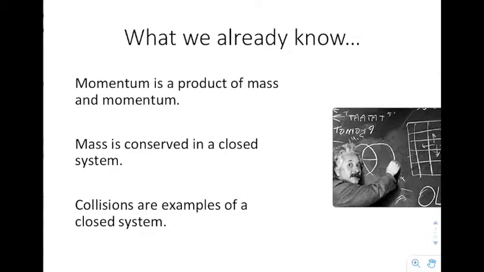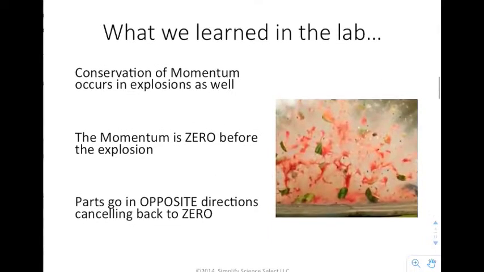So here's what we already know. We know momentum is a product of mass and velocity. We know that momentum is conserved in a closed and isolated system, and we know that collisions are examples of closed system mechanics. So, here's what we learned in the lab. Conservation of momentum occurs in explosions as well. And we saw that whenever we saw the watermelon explode.